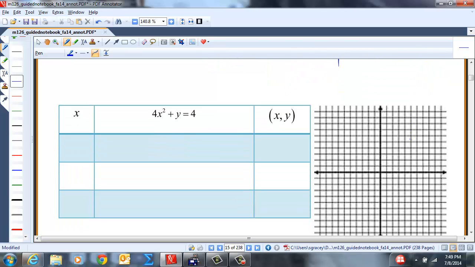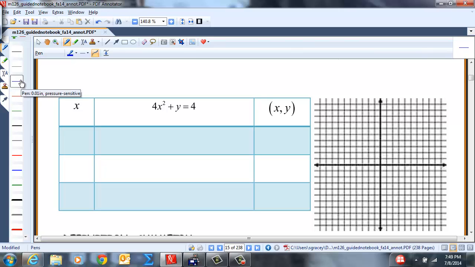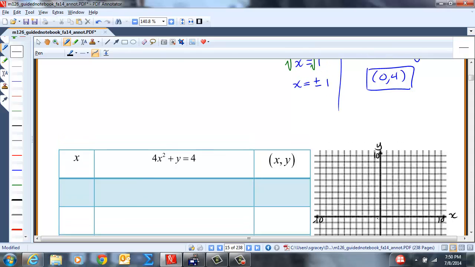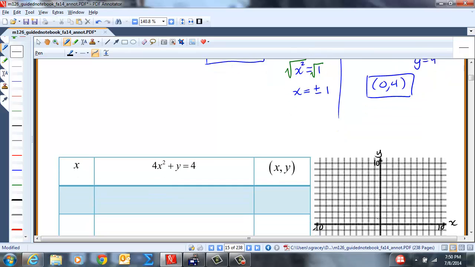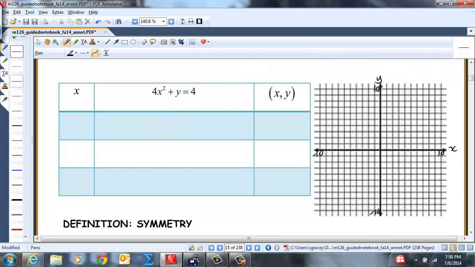I think that regular scale is going to work out okay again. So the standard scale, plus or minus 10 on the axes, or the standard viewing window. And let's plot the ordered pairs we already have. So we have -1, 0, 1, 0, and 0, 4. So -1, 0, 1, 0, and then 0, 1, 2, 3, 4.